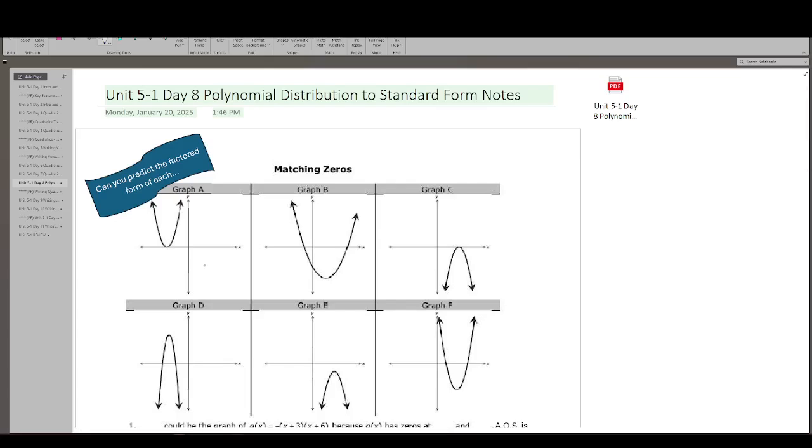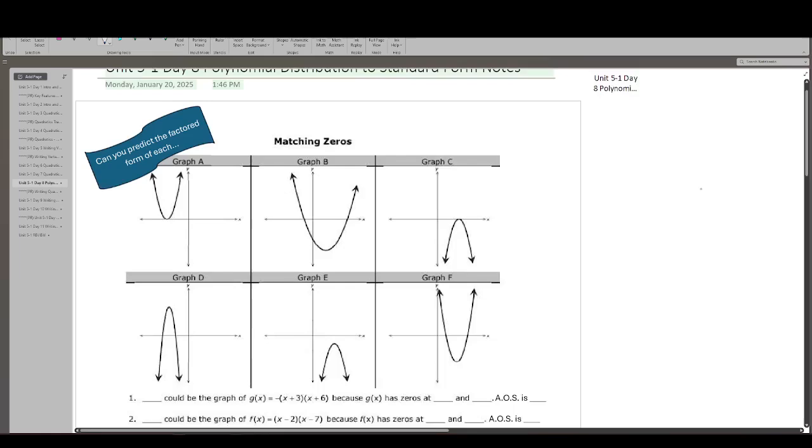In today's notes, we're going to continue talking about quadratics. We've been talking about standard form, and we've seen a little bit of what we call intercept or factored form, and today we're going to look at how those two relate and connect to each other.